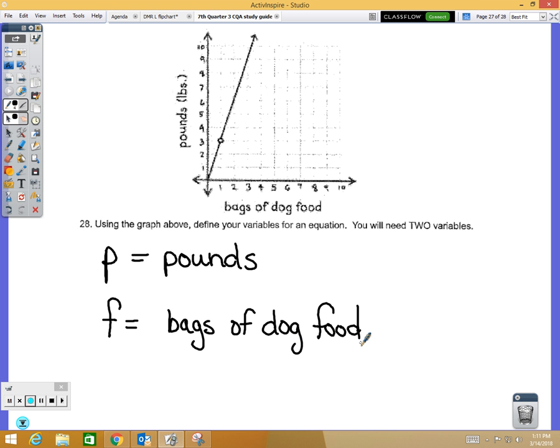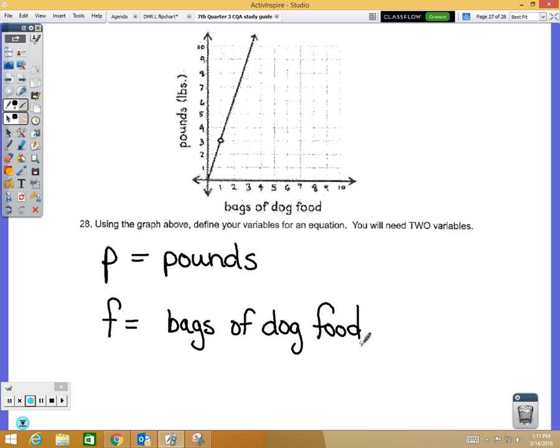So it doesn't matter. You could choose X and Y. You could choose M and O. It doesn't matter which two letters you choose as long as you're saying what they represent. I would choose letters that kind of go along with things, like I chose P and B when I did my answer key. But P and F is fine, okay?